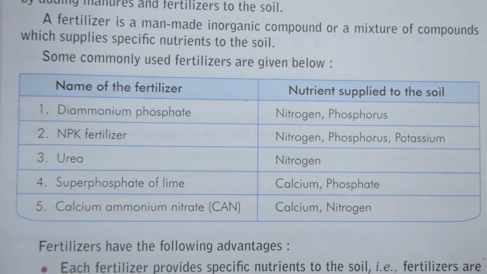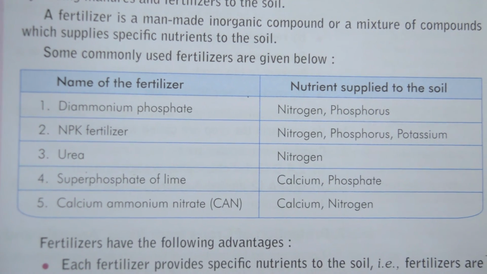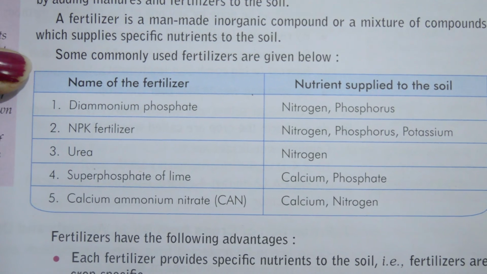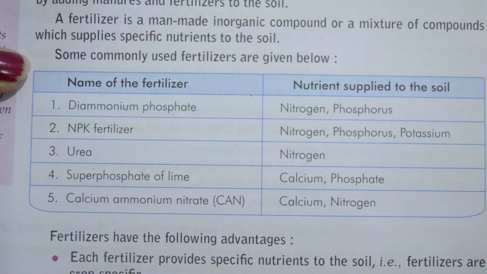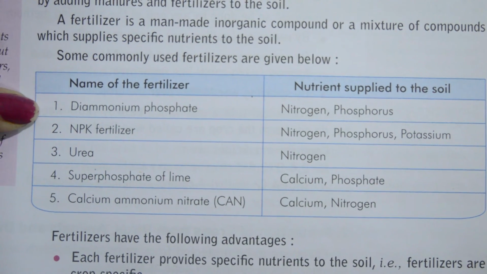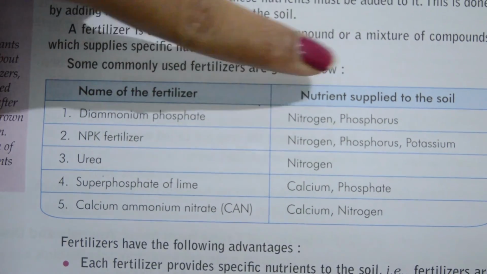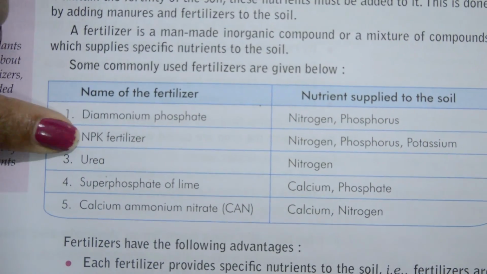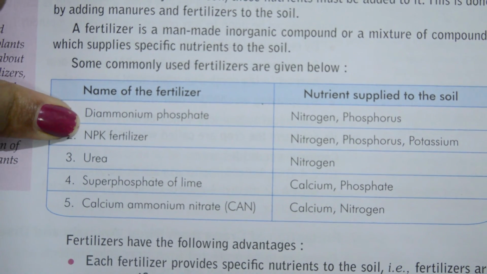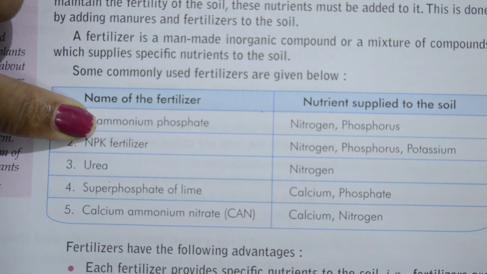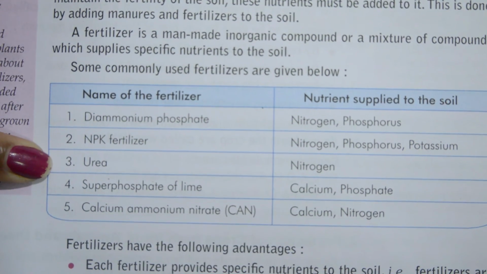Here are some commonly used fertilizers. So first let us see. Here is the name of the fertilizer and the nutrients supplied to the soil. The first one is diammonium phosphate, which contains nitrogen and phosphorus. Second, NPK. N represents nitrogen, P represents phosphorus, K represents potassium. The third one is urea.